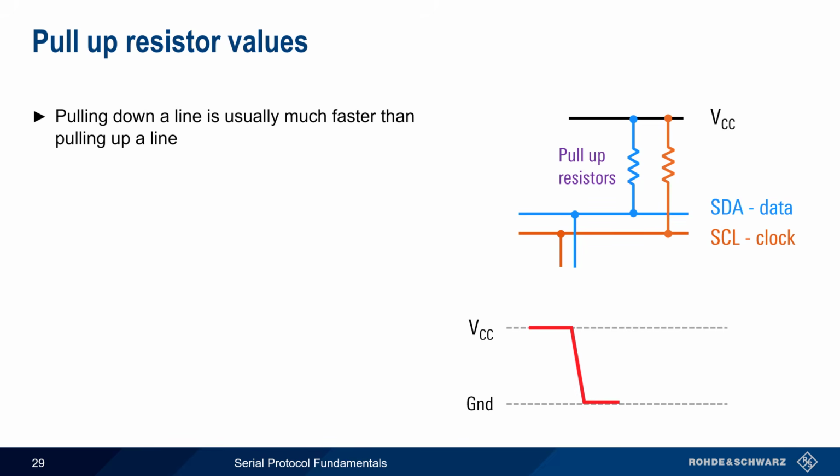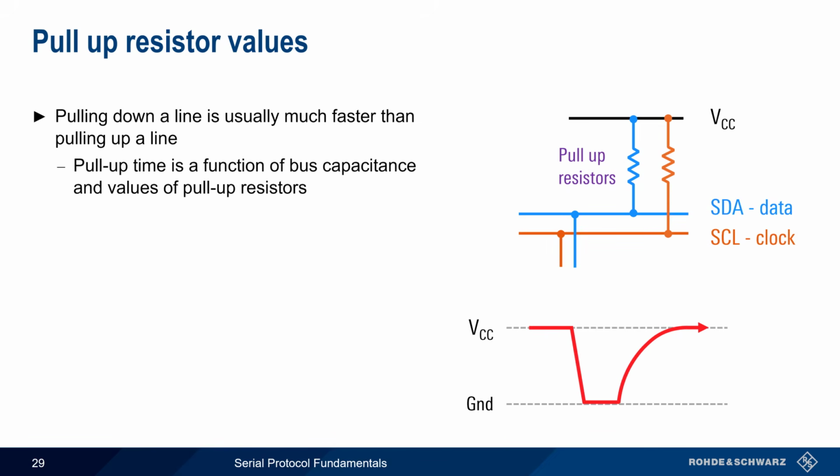Pulling an I2C line down to ground is usually much faster than pulling that line back up to idle voltage. The time required to pull a line back up is a function of both the capacitance of the bus as well as the values of the pull-up resistors. The values used for the pull-up resistors represent a compromise.